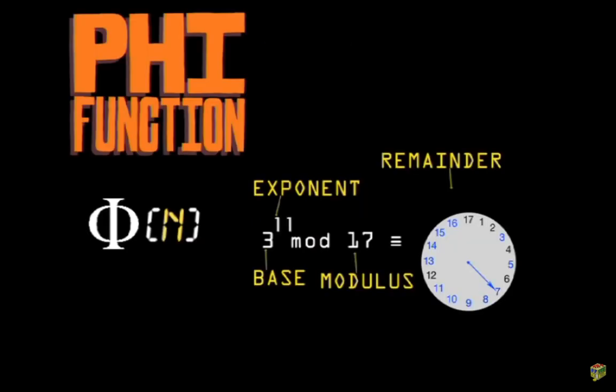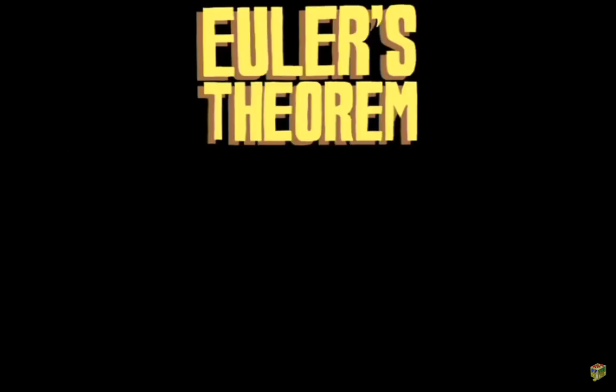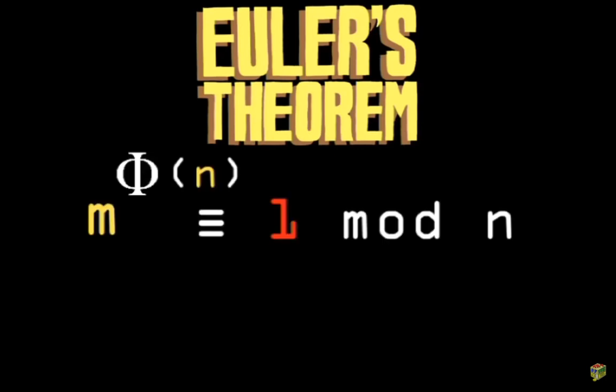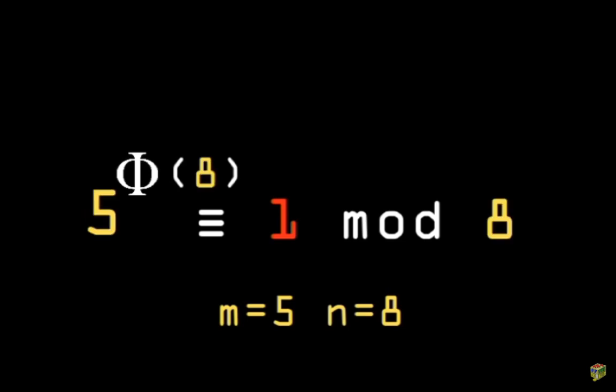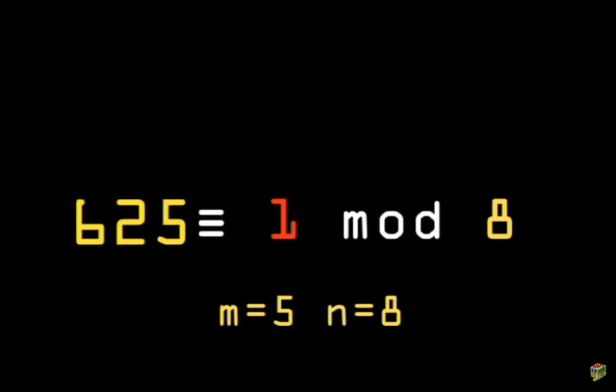Step 3. How to connect the phi function to modular exponentiation. For this, he turned to Euler's theorem, which is a relationship between the phi function and modular exponentiation as follows. M to the power of phi n is congruent to 1 mod n. This means you could pick any two numbers such that they do not share a common factor. Let's call them m and n. Say m equals 5 and n equals 8. Now, when you raise m to the power of phi n, or 4, and divide by n, you will always be left with 1.